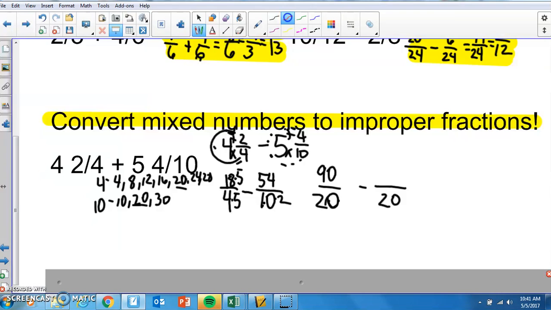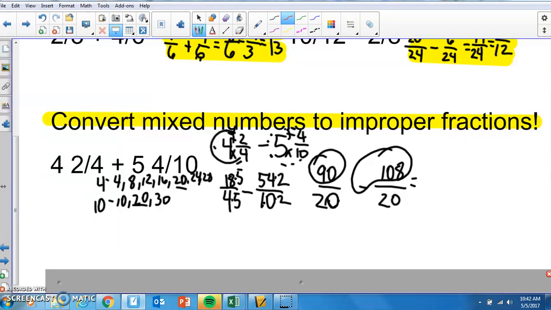10 times 2 is 20. So let's multiply 54 times 2. 54 times 2 is 108. So we're now subtracting 90/20 minus 108/20. Now you look at this and all of a sudden some of you are going to say, well, you can't subtract 90 minus 108. Yes, you can, because we have already worked on adding and subtracting positive and negative numbers. So what I'm going to do is look at the signs.